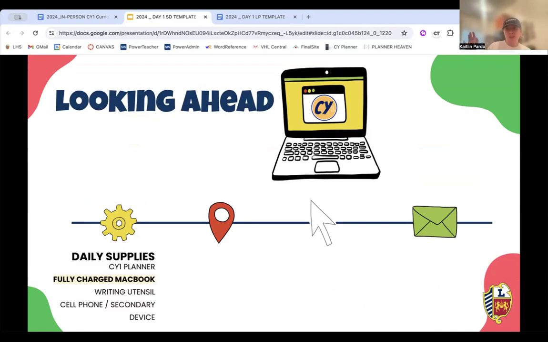So as I reminded you, you need your CY planner every class. Please remember this for Thursday. You need a fully charged MacBook computer. If you don't have a MacBook yet, just use a laptop, that's fine. You'll need a writing utensil, either a pencil or a pen. We provided you a pen today. And for next class, we need you to have a cell phone or secondary device.